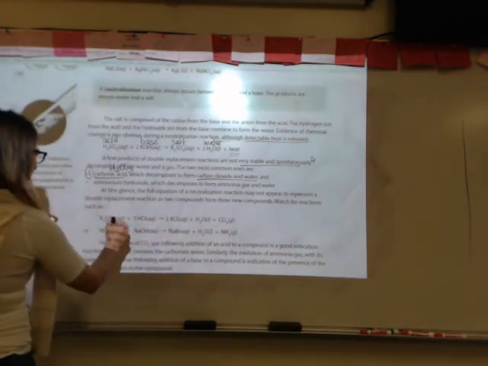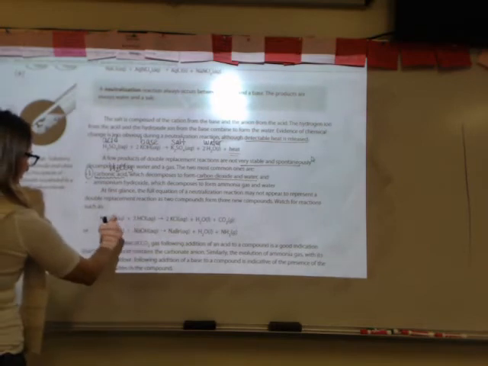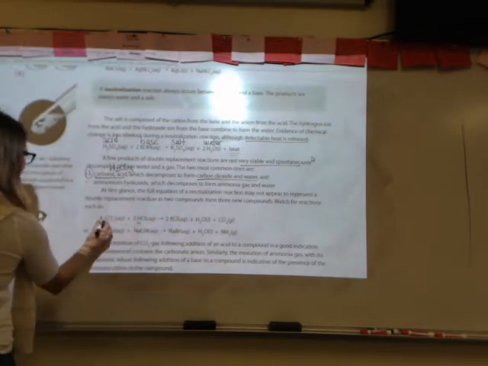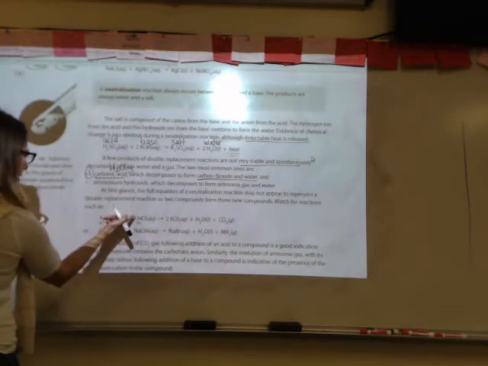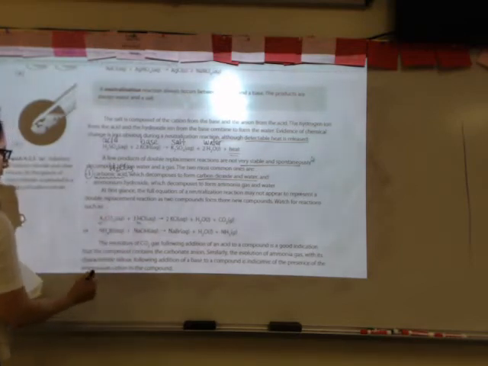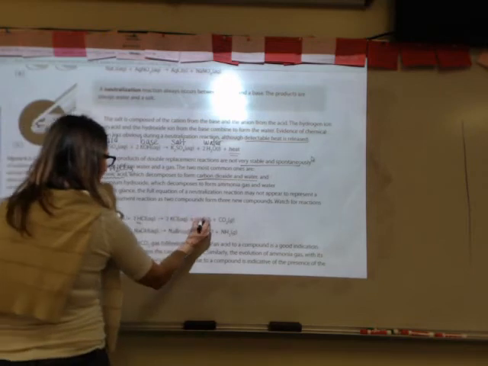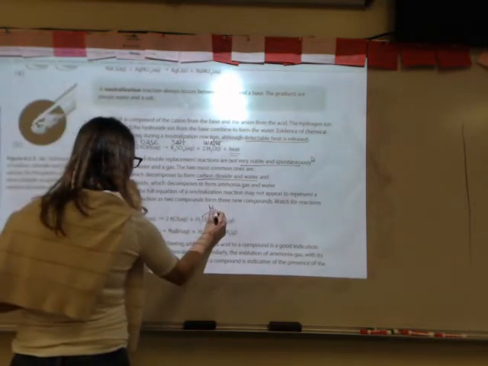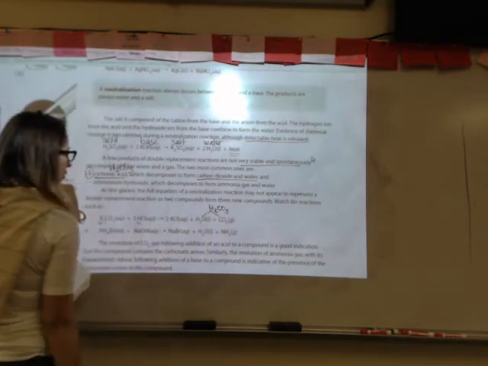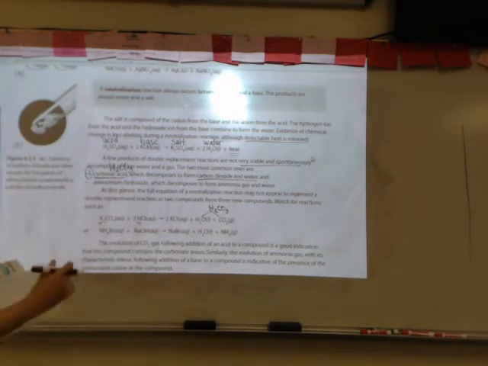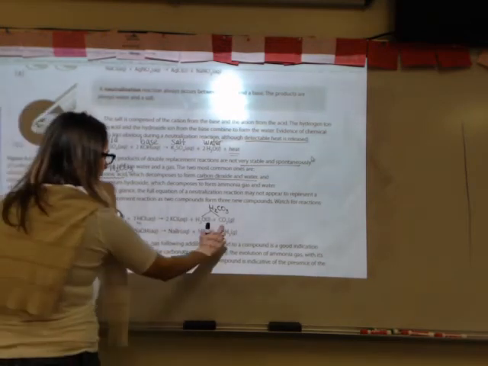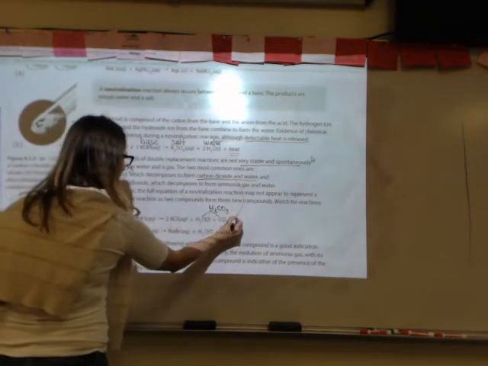Here we have potassium carbonate combining with hydrochloric acid. The hydrogen and the potassium switch places. That's how you form potassium chloride and carbonic acid. This was H2CO3. They didn't write it that way because it decomposes immediately to carbon dioxide and water. So that's this example here.